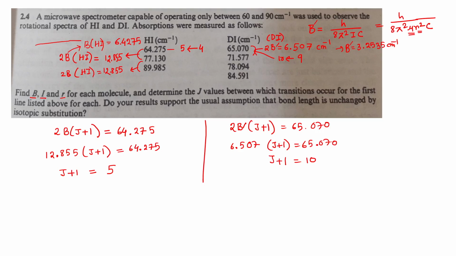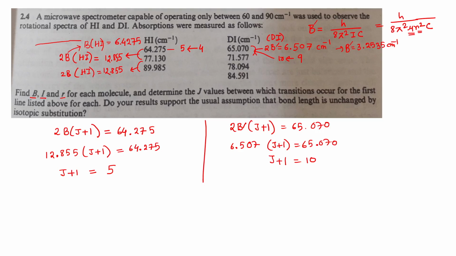We can calculate mu, the reduced mass. We know the speed of light. So obviously we will be able to calculate the bond length for each of the HI and DI. Try to calculate it. The question then asks: do your results support the usual assumption that the bond length is unchanged by isotopic substitution? Try to look for this answer.